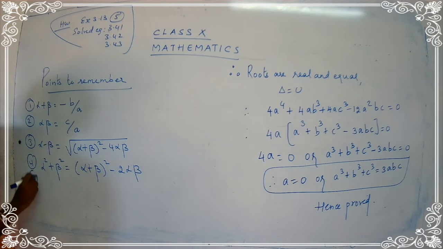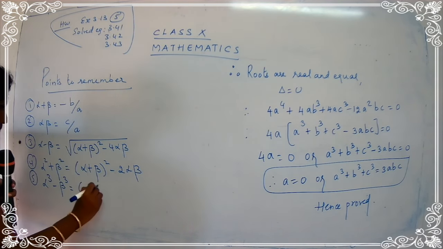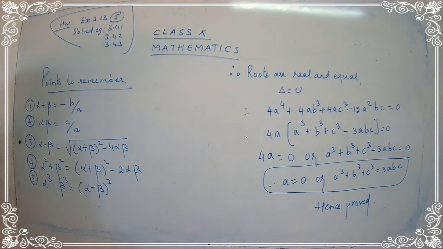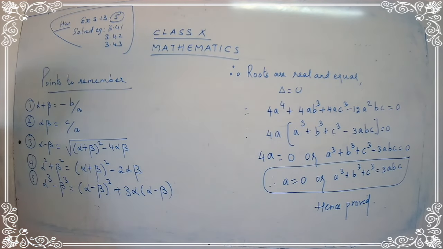Okay, next one. Write down the fifth formula. It is alpha cube minus beta cube. Alpha cube minus beta cube is equal to alpha minus beta the whole cube plus 3 alpha beta, alpha minus beta. What is the formula for alpha cube minus beta cube? Alpha minus beta the whole cube plus 3 alpha beta, alpha minus beta. So this is the fifth formula.